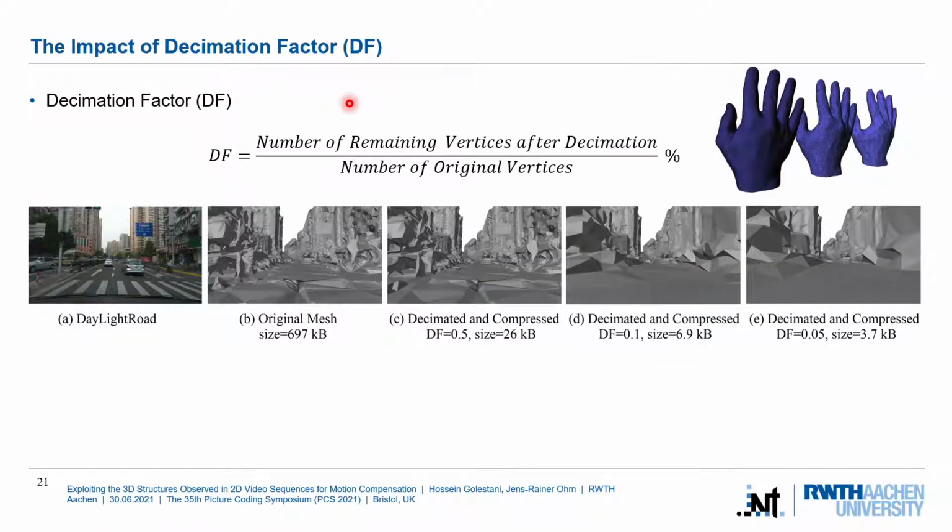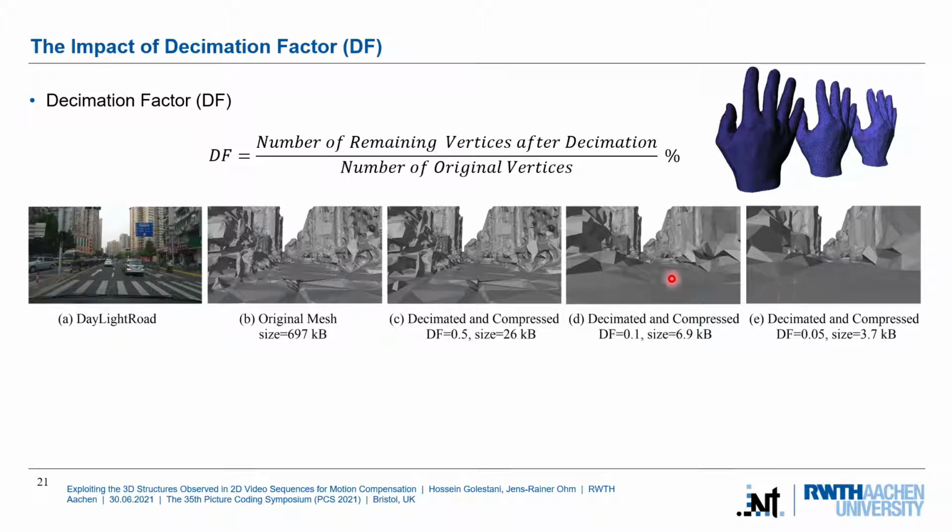Okay, the decimation factor. The decimation factor is defined as the ratio of the number of remaining vertices after the decimation to the total number of original vertices. A lower decimation factor means a heavier decimation. So the original mesh of the daylight road and the three decimated and compressed meshes are shown here. Here we keep the compression parameters the same, because we just want to study the impact of the decimation factor.